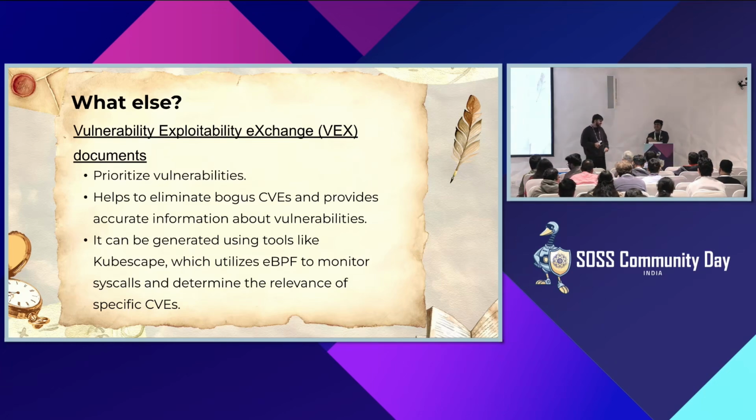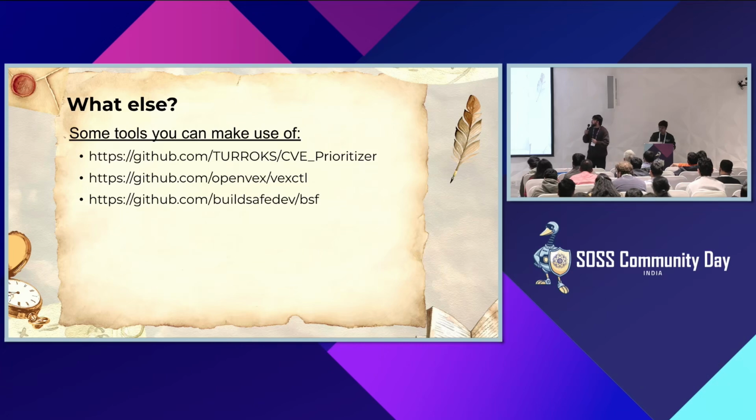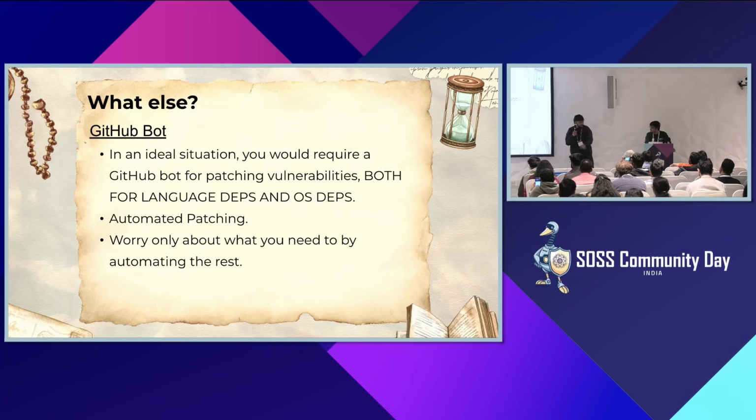Yeah. You can also use tools like Kubescape, where you can analyze the syscalls your OS packages have made and help generate and eliminate other false positives your scanners might generate. These are just a couple of tools that you can make use of if you want to do more with vulnerabilities. There's CVE prioritizer, which acts on the VEX documents only. Then there's VEXCTL, and then there's BSF.